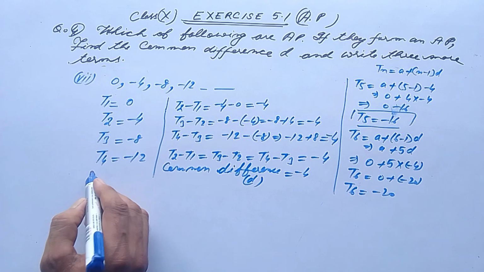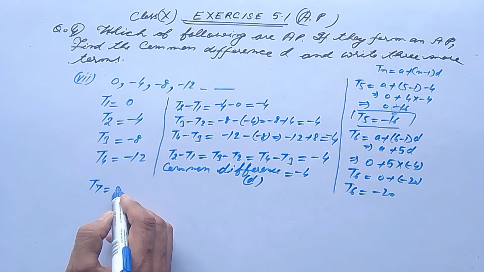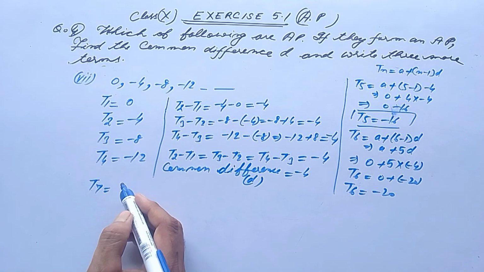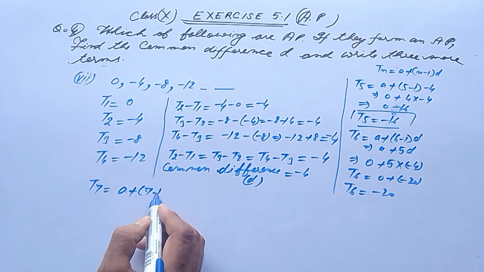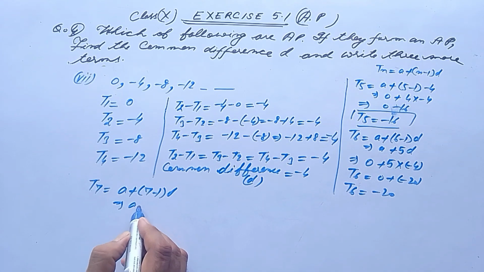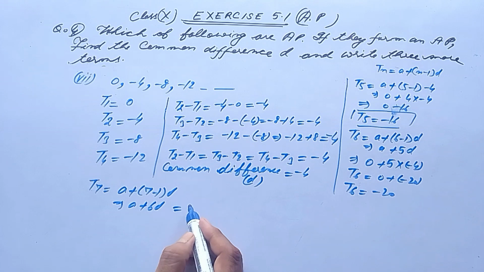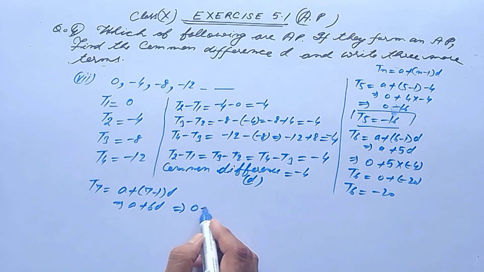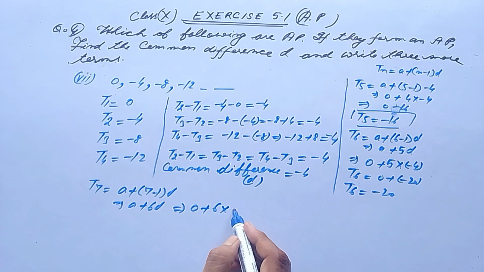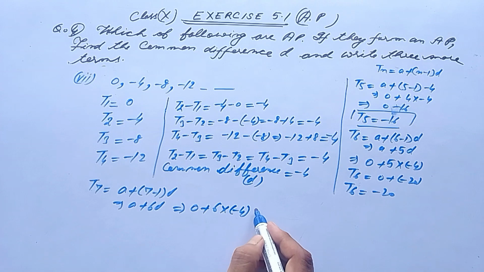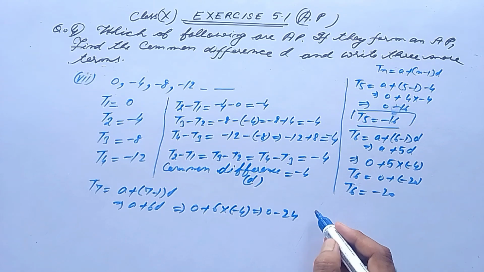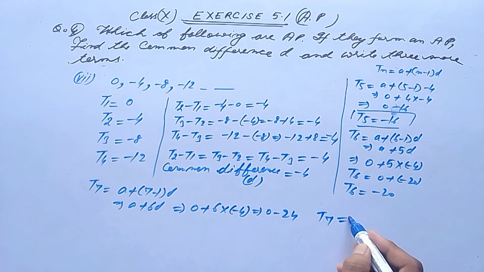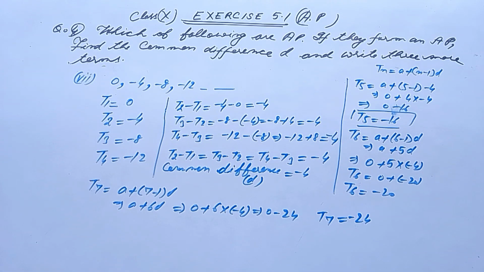Now we will find the T7. Apply Tn equal to A plus n minus 1 D. We have A plus 6D. A, the value that is 0. Difference that is -4. Now we have 0 minus 24. The value of T7 that is -24. This is the solution of this question.